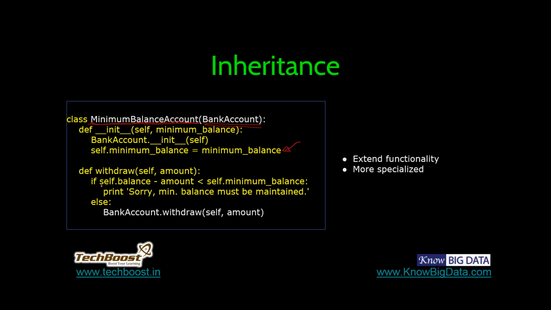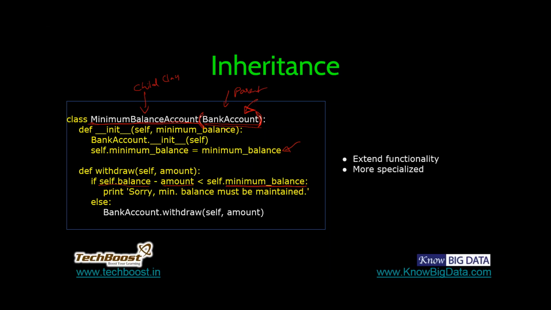So we need to check if balance minus the amount to be withdrawn is less than minimum balance. If so, we are printing, sorry, minimum balance must be maintained. Correct? So what we are trying to do is, this is called inheritance, that we are inheriting properties from the parent. Who is the parent here? Inside the brackets you give the parent class, to be very specific. This becomes the child class and this becomes the parent class.